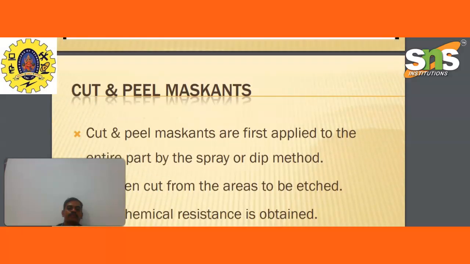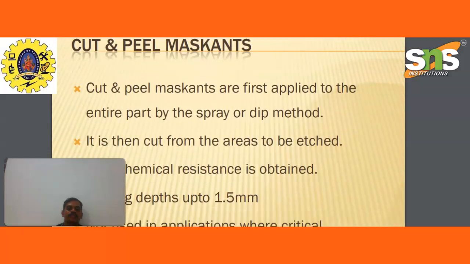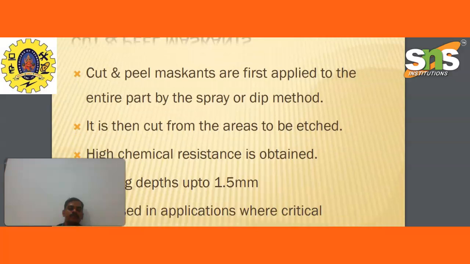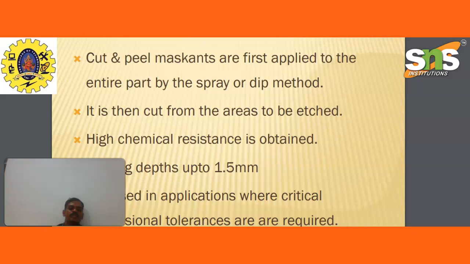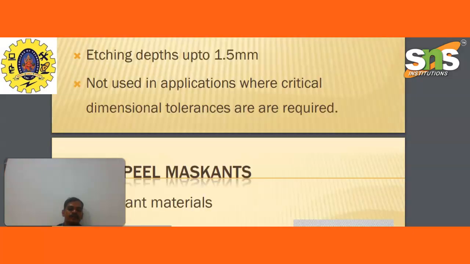Cut and fill maskants. Cut and fill maskants are first applied to the entire part by the spray or dip method. It is then cut from the area to be etched. High chemical resistance is obtained. Etching depth is up to 1.5 mm. Not used in applications where critical dimension tolerances are required.